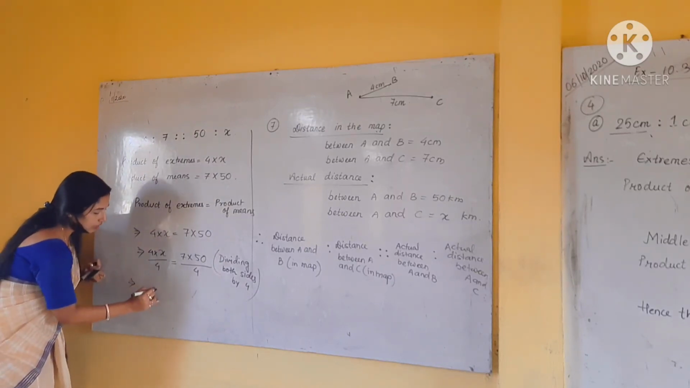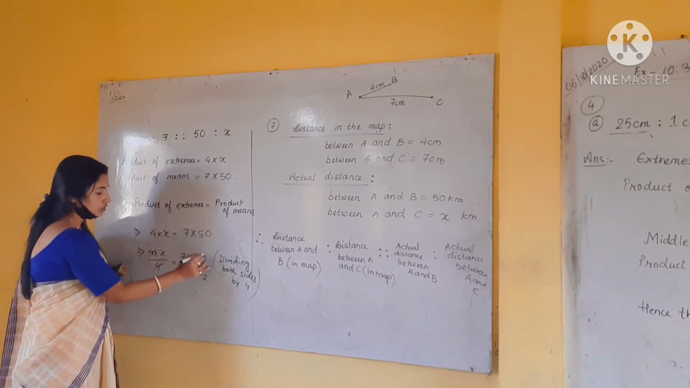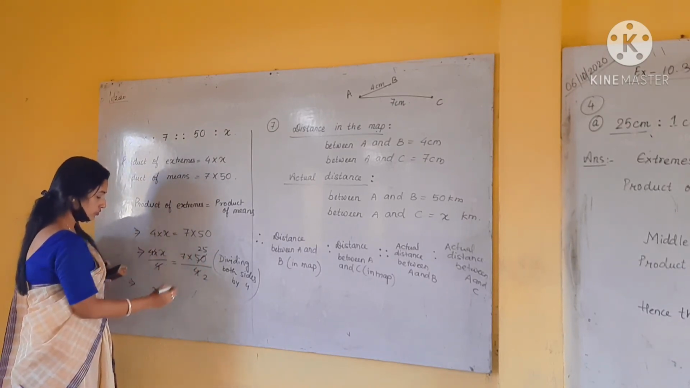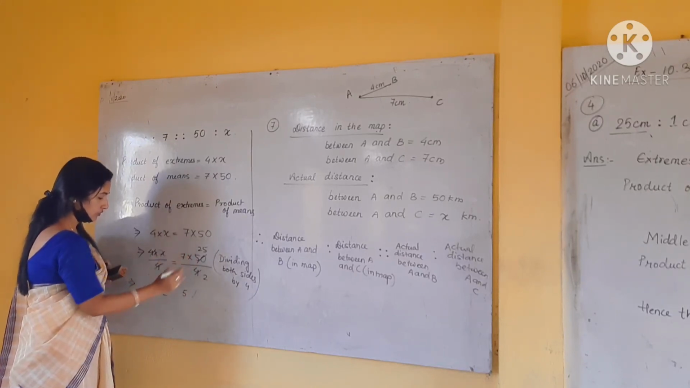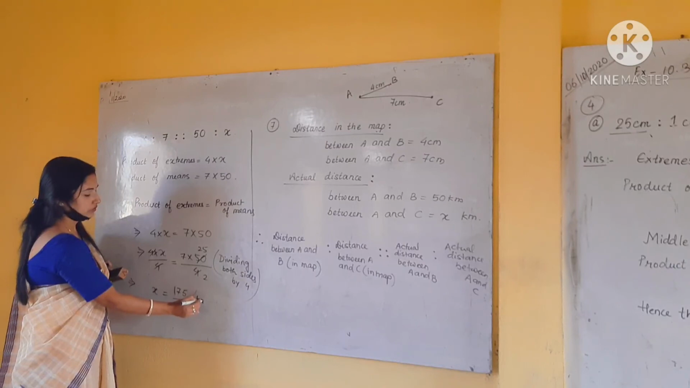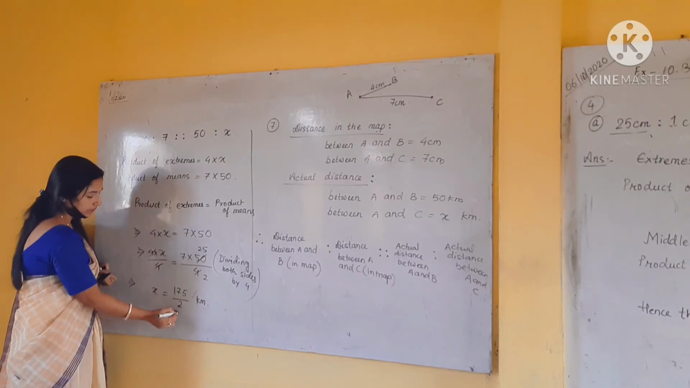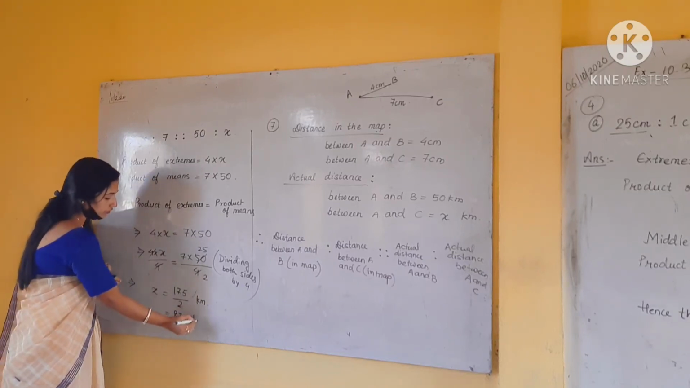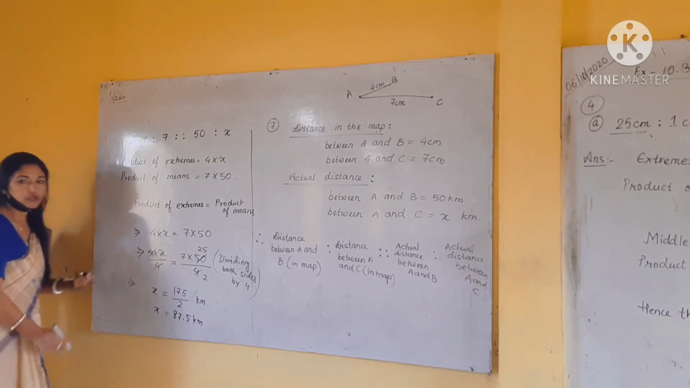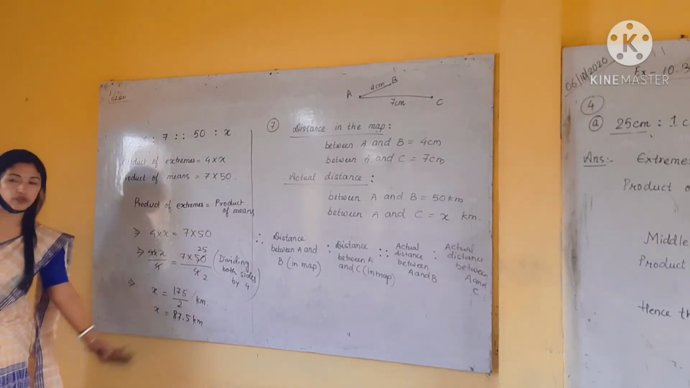So 4 will get cancelled out. We will get x. And this will be how much? 2 2s are 4, 2 5s are 10, so 7 multiplied by 25 by 2 is 175 by 2. In decimal you can convert it, so it will be 87.5 kilometer. So final statement you have to write. The actual distance between A and C is 87.5 kilometer.